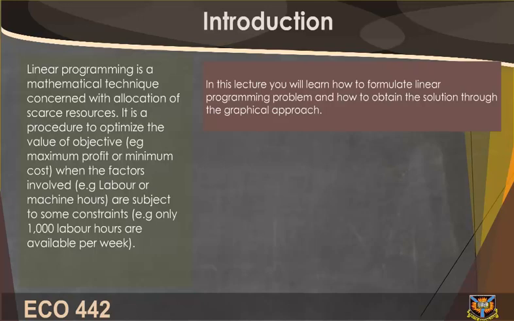It is a procedure to optimize the value of an objective, e.g., maximum profit or minimum cost, when the factors involved, e.g., labor or machine hours, are subject to some constraints, e.g., only 1,000 labor hours are available per week. In this lecture, you will learn how to formulate a linear programming problem and how to obtain the solution through the graphical approach.